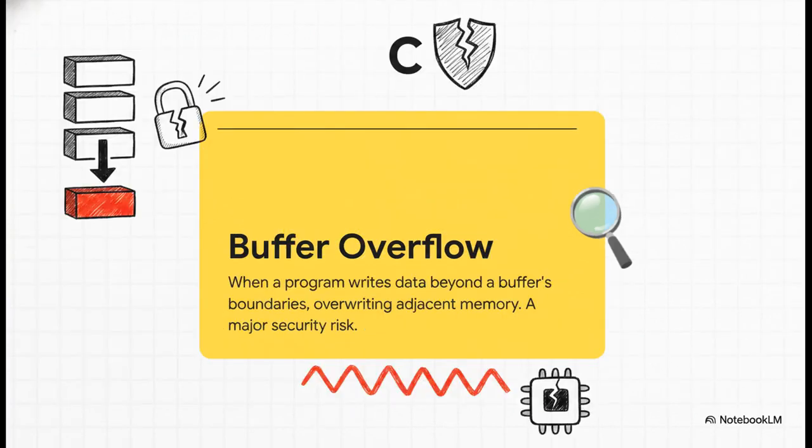And then there's the big one, the notorious buffer overflow. C just doesn't automatically check if you're writing past the end of an array. If you do, you can end up overwriting other variables, crucial program instructions, pretty much anything. This is one of the most classic and dangerous security exploits in computing history.